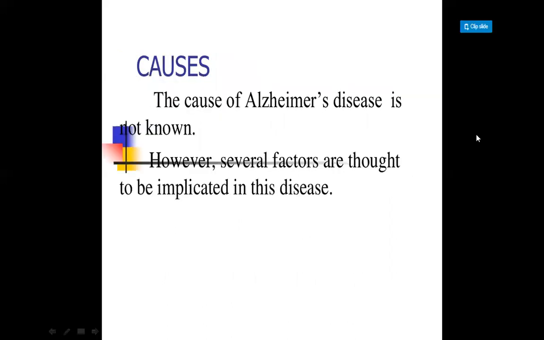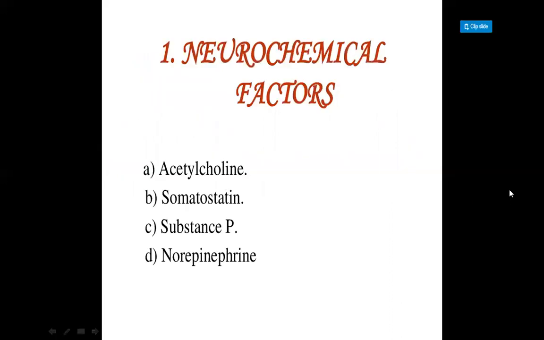Then the next one is the causes. In Alzheimer's disease, the exact cause is not known. Some risk factors create this disease. However, several factors are thought to be implicated in this disease. So what are these factors? First are the neurochemical factors, which affect the brain, and because of this the person may develop Alzheimer's disease.